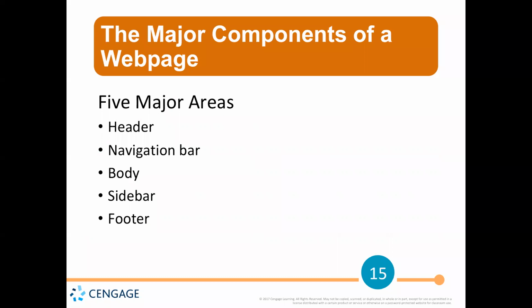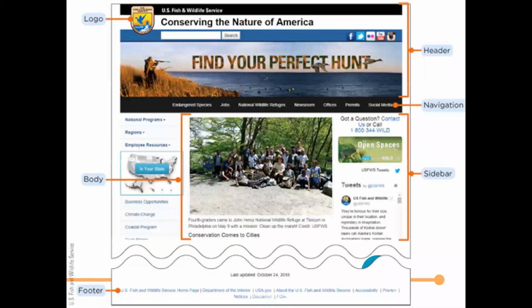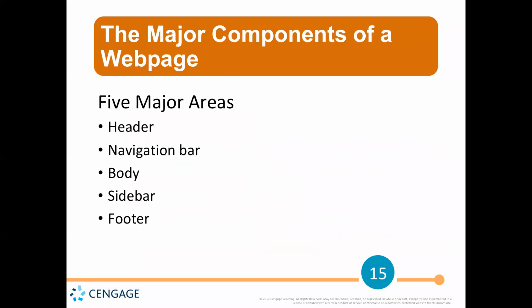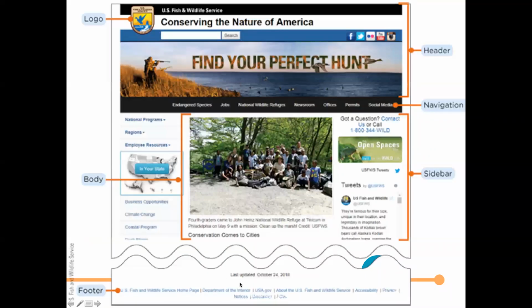Okay, major components of a web page: header, navigation bar, body, sidebar, footer. You probably can't see this too well. This just shows you that they're laid out in similar ways, but they don't all follow this particular setup. I guess they do in general. There's a header and a footer and a body, that's for sure. There's always some form of navigation. There may or may not be a sidebar.